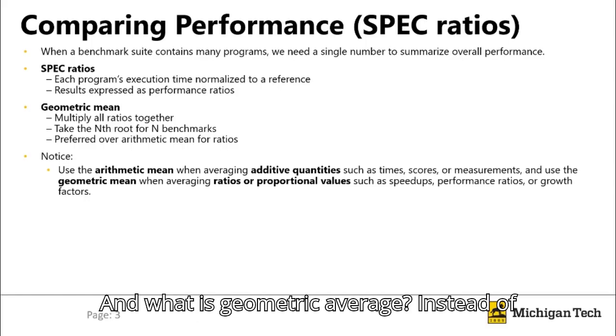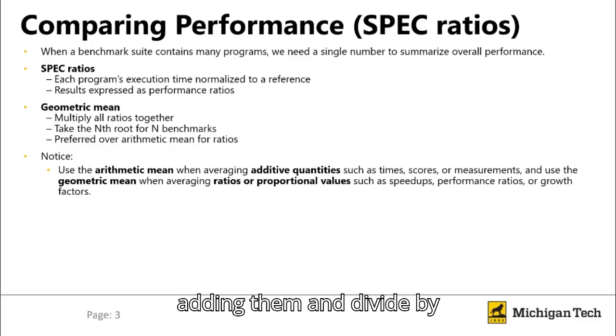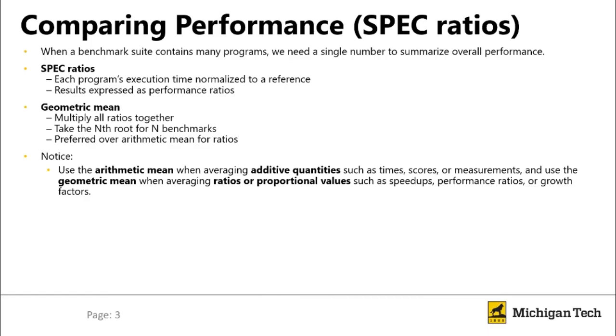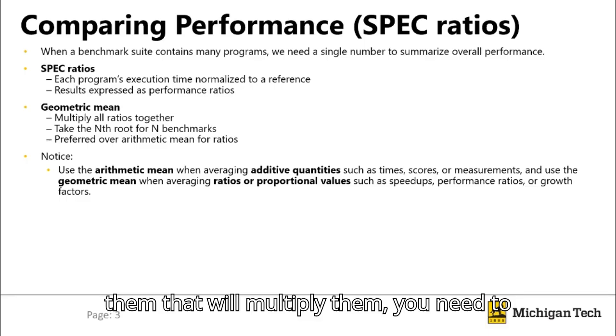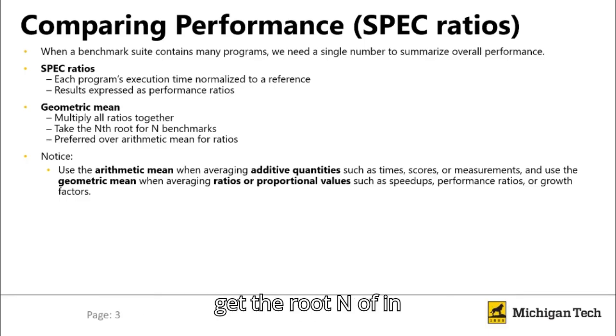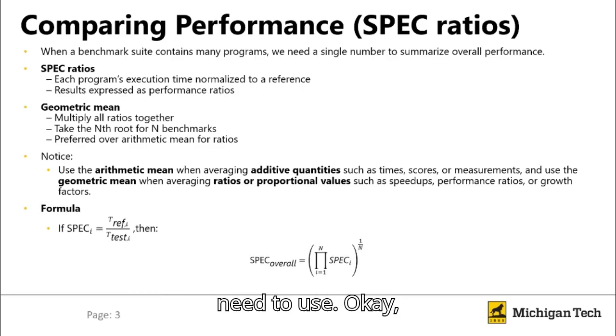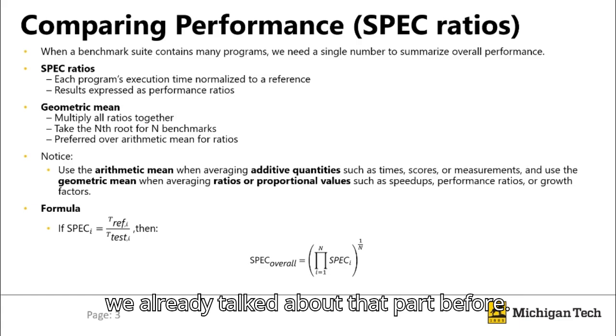And what is the geometric average? Instead of adding them and dividing by the number of them, we multiply them, and if there are n of them, you need to take the nth root of the product. So that's the formula that you need to use. We already talked about that part before.